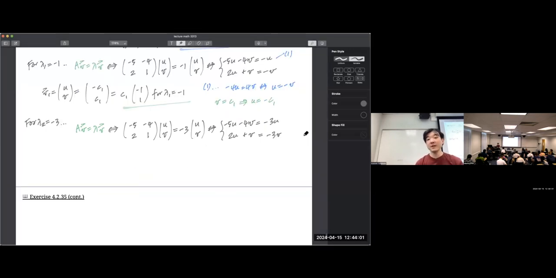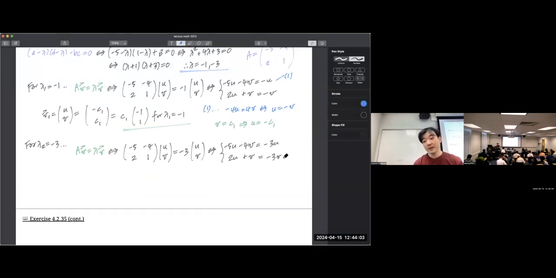We could use any of these. They're going to be the same. So I'll just use the second one. If you use the second one, it'll be 2u. I'm going to move this v to this side. So it's going to be negative 3 minus the v, so it'd be negative 4v. Divide. So u is going to equal negative 2v.